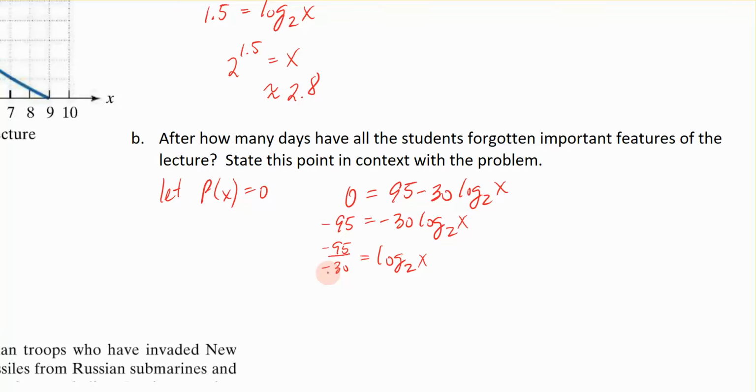Now that I have the log portion isolated, I'm going to rewrite it using the definition of log. So this is 2 raised to the fraction 95 over 30 equal to the argument of x. This part right here is what I'm going to put into my calculator. And when I do that, 2 raised to the 95 over 30, you should get approximately 9. So what that says is that 9 days after the lecture, students don't remember anything that they were taught.